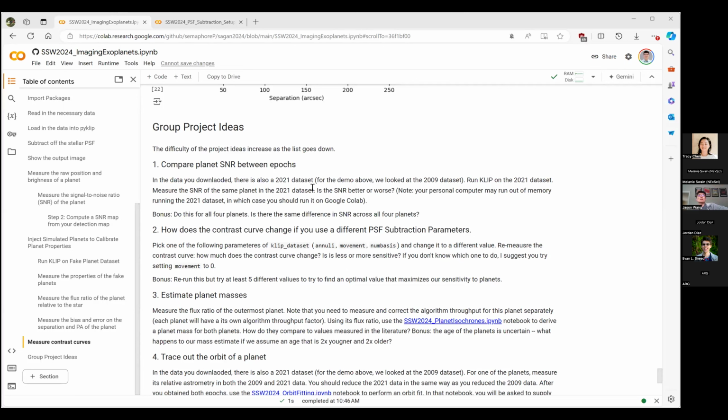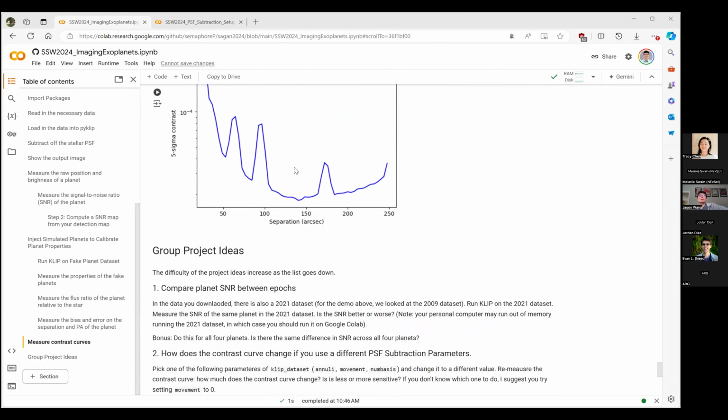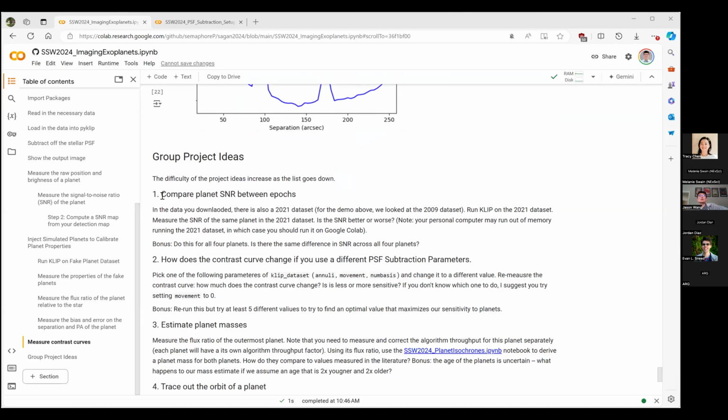Yeah, so let's talk about the group project ideas. Like I said, the increase in difficulty from easier to harder. So the first 2, they just need to modify this notebook basically to do things. So the first one is to compare, and I think I supplied answer notebooks for all of these, so you can take a look at those.